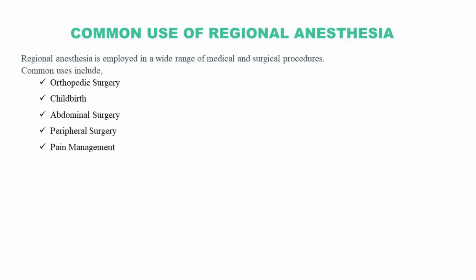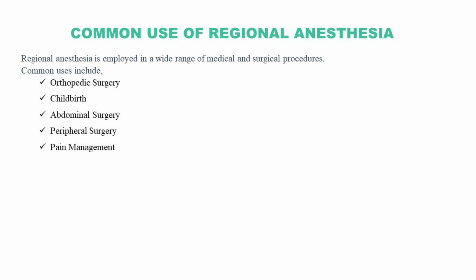Abdominal surgery. Abdominal surgeries, such as cesarean sections or hernia repairs, can benefit from regional techniques like spinal anesthesia or transversus abdominis plane, TAP, blocks. Peripheral surgery. Procedures involving the extremities, like hand, arm, leg, or foot surgeries, may use nerve blocks or local anesthesia to numb the area. Pain management. Regional anesthesia can also be used for chronic pain management, such as nerve blocks for chronic back pain or complex regional pain syndrome, CRPS.